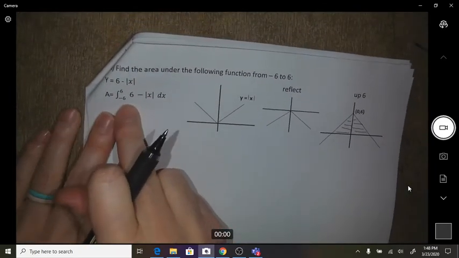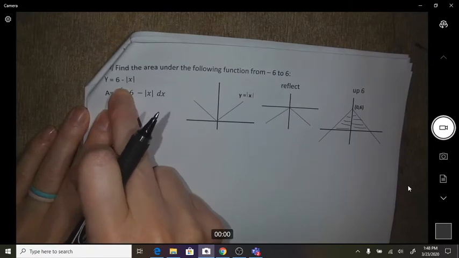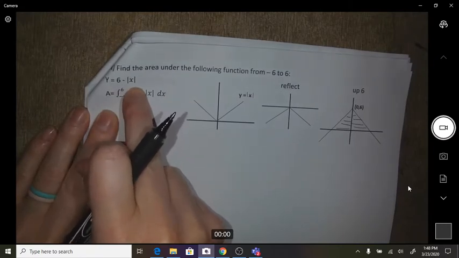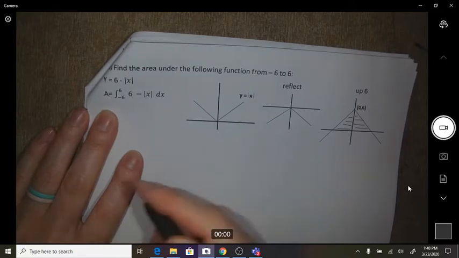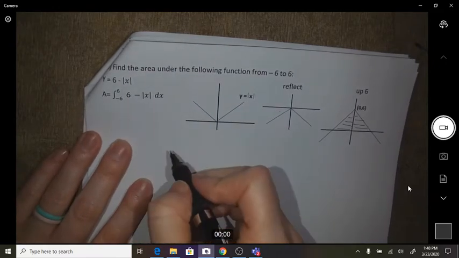I'm going to do this one with you. So this is the equation 6 minus the absolute value of x. This one I'm not going to show you with integrals, I'm going to show you with geometry.